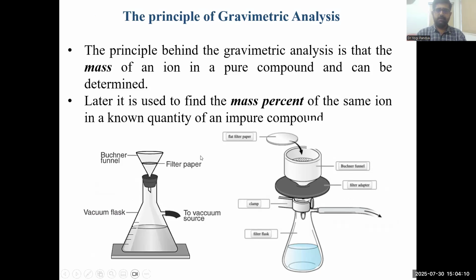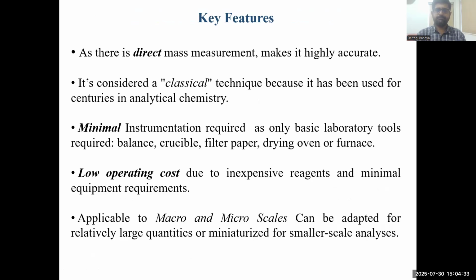Here you can see the assembly of the Buchner funnel and the flask. You can filter your sample, which is connected to a vacuum pump, the vacuum source. Later you can take the sample out of this Buchner funnel assembly, dry the precipitates, and then accurately weigh them.